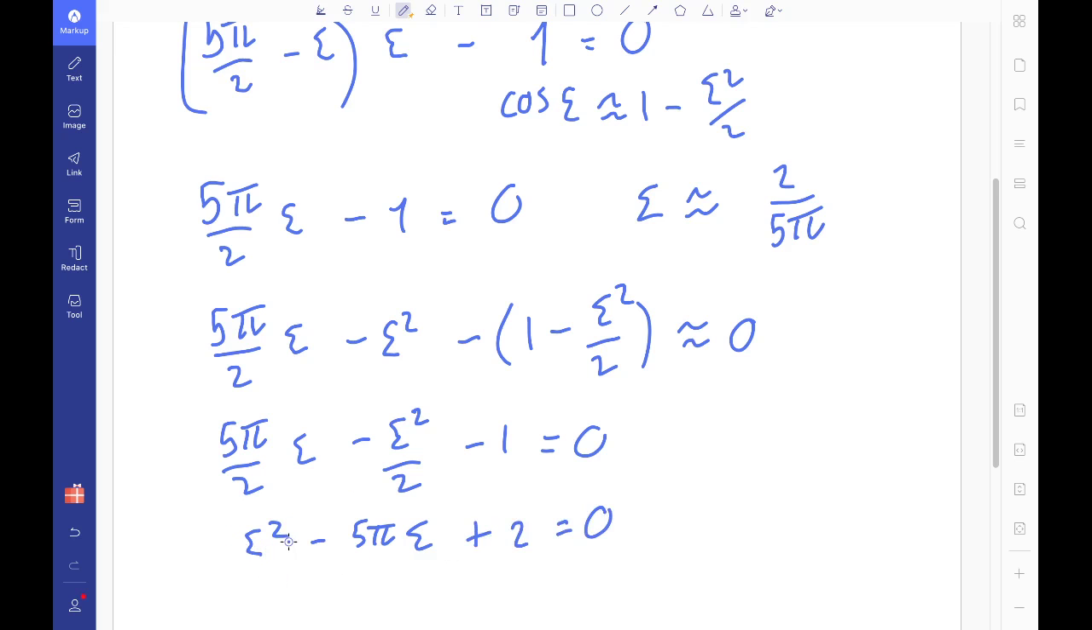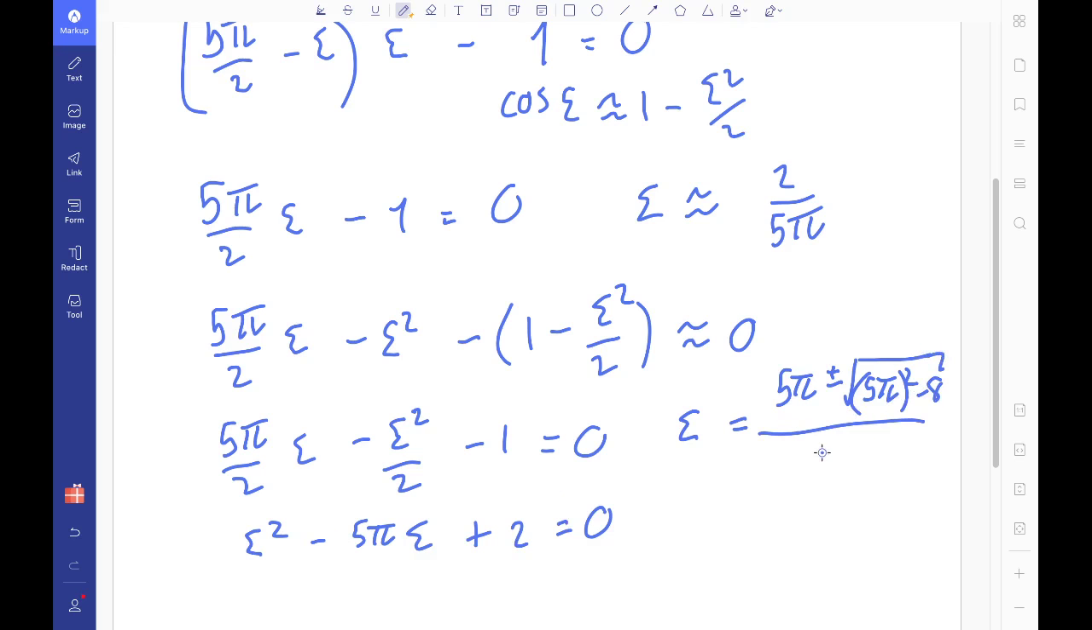Usually there's an x here, and maybe that's a little bit unusual for some A-level students to be solving quadratics without an x in there, but it doesn't matter. You can have any number in there at all. We just use epsilon to mean a very small value that you can add on to something. So if I solve this using the quadratic formula, I will get 5 pi plus or minus the square root of 5 pi, all squared, minus 4 times 2, so minus 8.